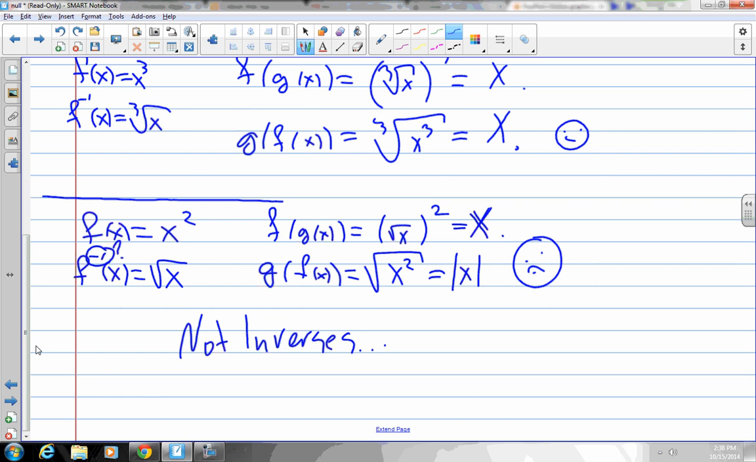But this is kind of bad news, because x squared is one of our favorite functions, maybe, right? You'll enjoy your x squared. And x cubed had an inverse, so what the hell? It's kind of going back to what you were talking about. So not all functions have inverses.